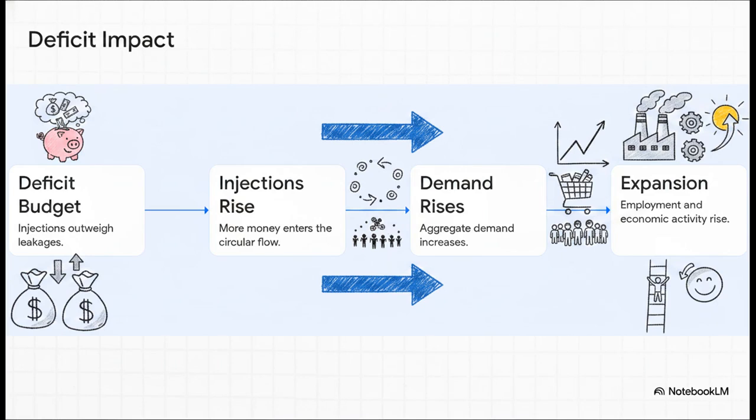And here's how the chain reaction for that deficit fuel plays out. As injections into the circular flow rise, it immediately triggers an increase in aggregate demand. Suddenly, bam, there's more money out there hunting for goods and services. That revs the whole engine up, leading to a huge expansion in overall economic activity and, of course, a much-needed boost to employment. It's honestly the ultimate policy tool when you need to tackle deficient demand.